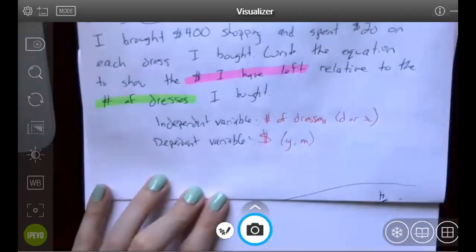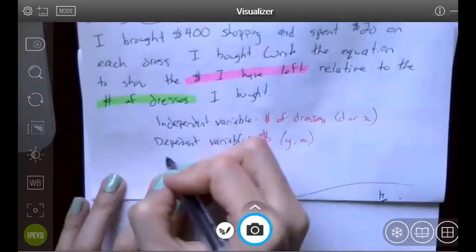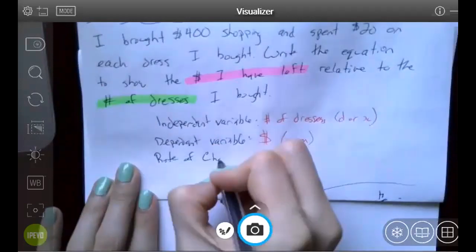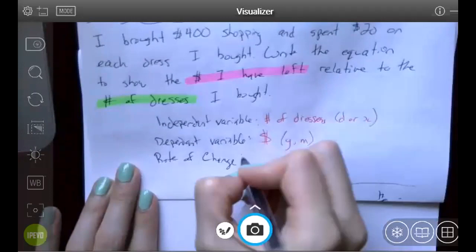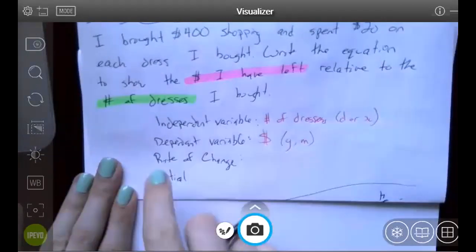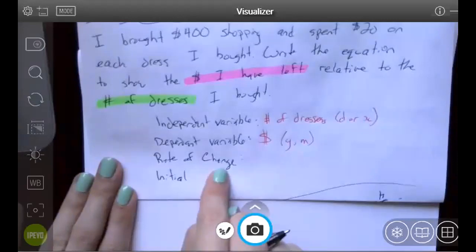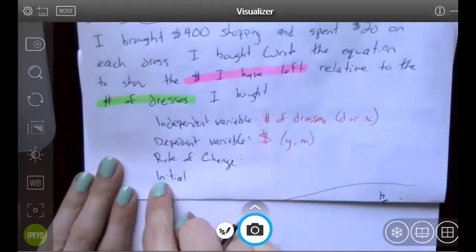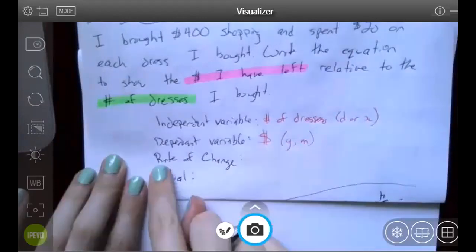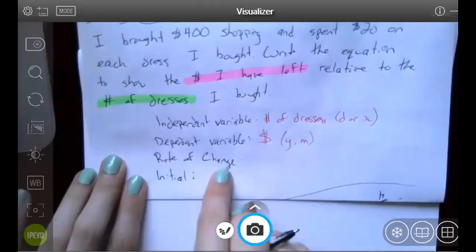Then we also have to identify our rate of change and our initial amount. So our rate of change is like that M value in Y equals MX plus B. The initial amount is our B value. So the rate of change is how much this is going to be changing by.